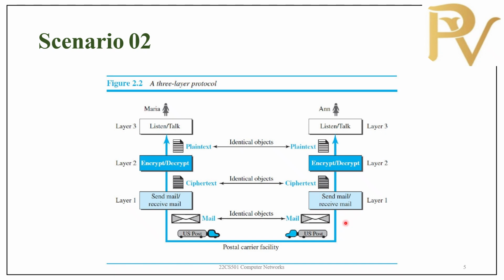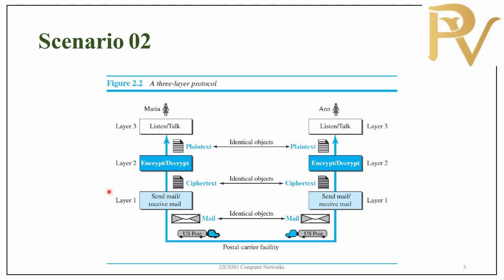Now, at the receiver's end, Anne's end, layer 1 receives the message from layer 1 of the sender's end. Then it sends the mail to the layer above it. Since it is sent as an encrypted message, layer 2 at the receiver's end performs a decryption, so the ciphertext is converted into plain text. Then at layer 3, Anne just listens, which means whatever message Maria has sent is listened to by Anne.